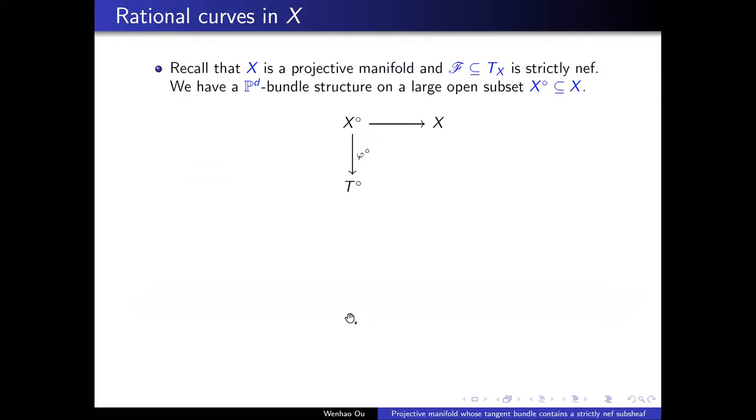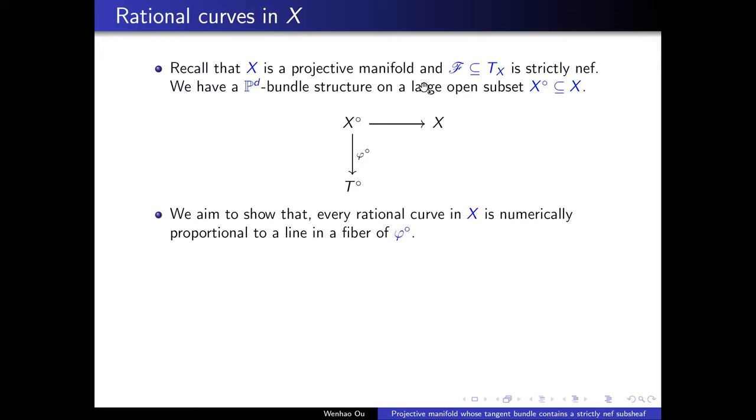Okay, now I will prove the third step, which means that I'm going to study rational curves in X. Let me recall the first step. The first step says that if we have such conditions, so F is in TX, then we have a projective bundle on a large open subset X0 of X. So we have a diagram like this.